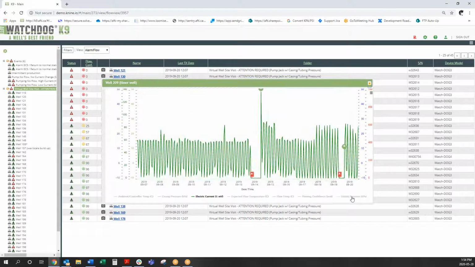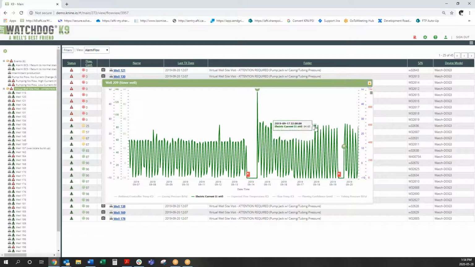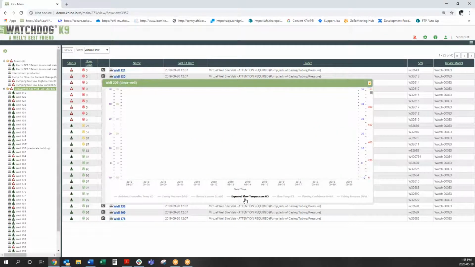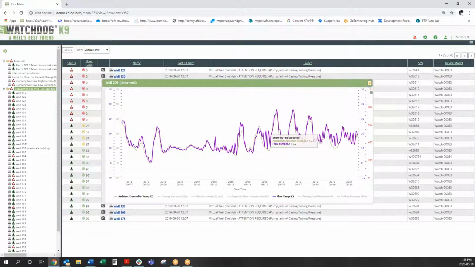Okay, so this is a typical trend of a location that is on either timer or pump off controller. Normally these locations will have a very low flowing confidence rating. The reason is because, notice here, we've got periods in time where flow temp and ambient track each other. Right here, there's just a little bit of separation up at the top there.